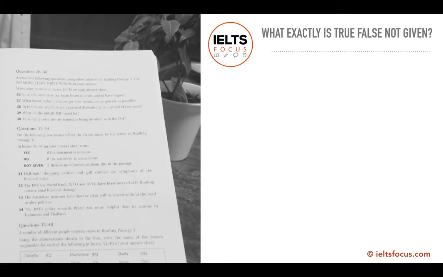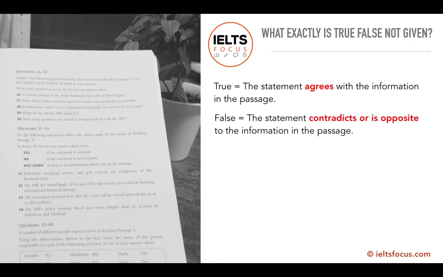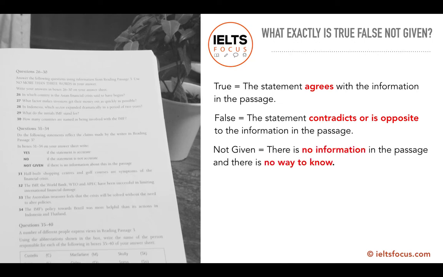So first of all, what exactly is true, false, not given? Now, true means that the statement agrees with the information in the passage. False means the statement contradicts or is opposite to the information in the passage. And not given means that there's no information in the passage and there is no way to know.